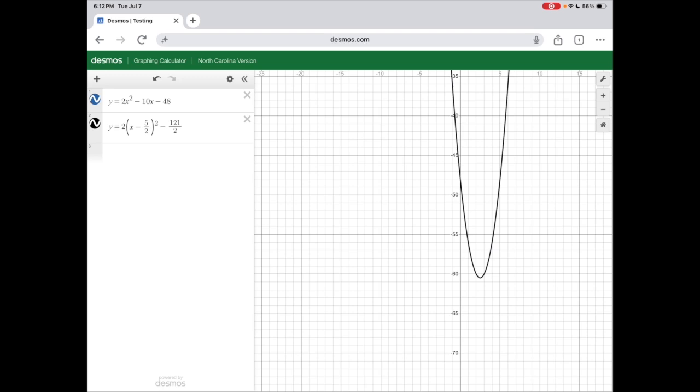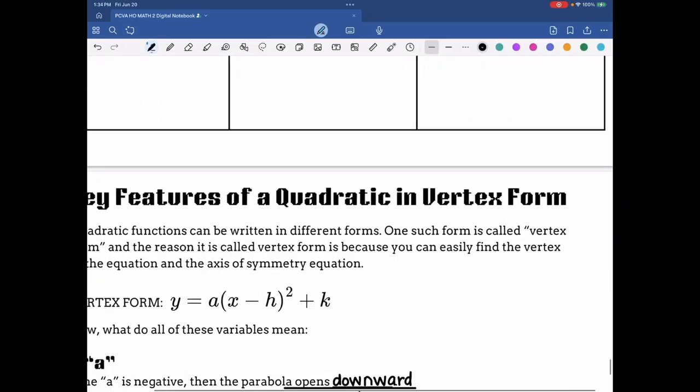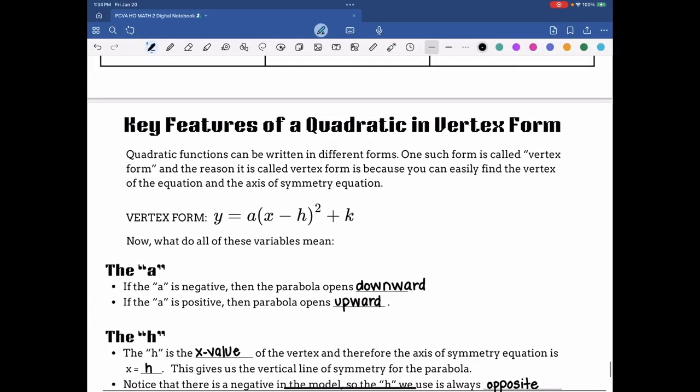So if you do have odd b values, it's not ideal, but it's also the same process. You just got to worry about making sure you calculate your fractions correctly. So now let's actually talk about the key features when we have vertex form.